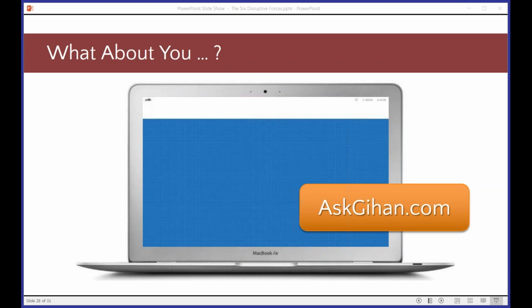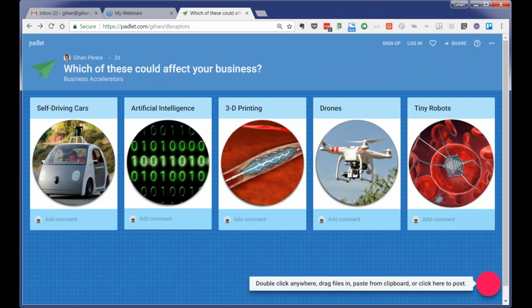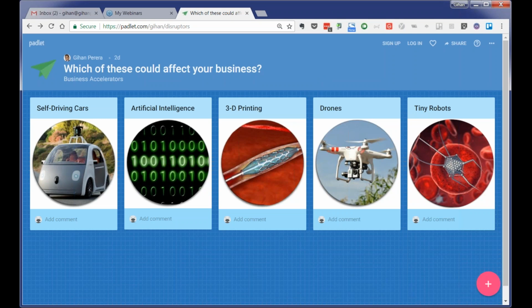When you go there, don't press anything just yet. In fact, let me do that here so you can see it in the webinar window. I've set up those 5 bits of technology: self-driving cars, artificial intelligence, 3D printing, drones, and tiny robots. Don't press this big plus button here. That's what I'd normally ask you to do. But in this one, I'd like you to just add a comment to one of these, or more than one if you want to. So don't put anything in the question box in the webinar control panel.